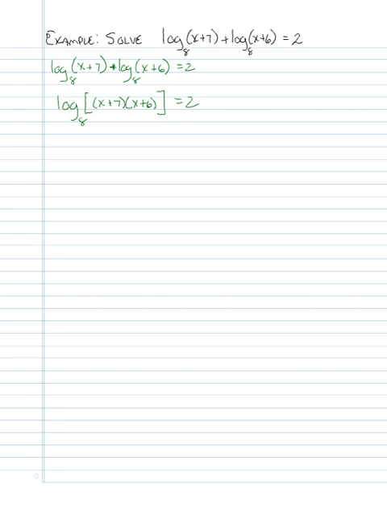I guess we could do this now or later. I just prefer to do it now. When we multiply the x plus 7 and the x plus 6 together, we'll get x squared plus 13x plus 42, I believe. I believe that's right. Double check me to make sure that I'm correct there. Okay, equal to, of course, base 8.